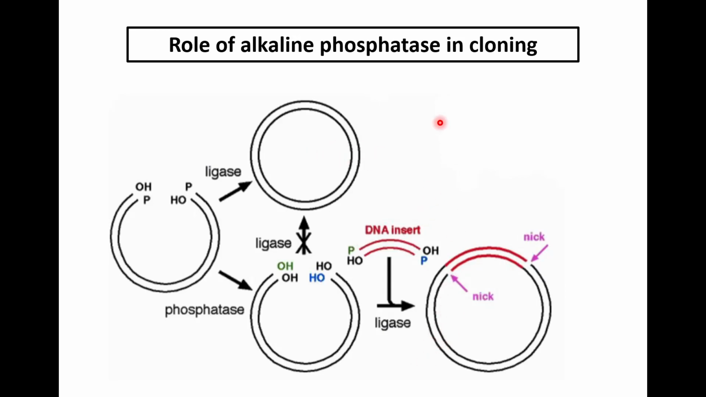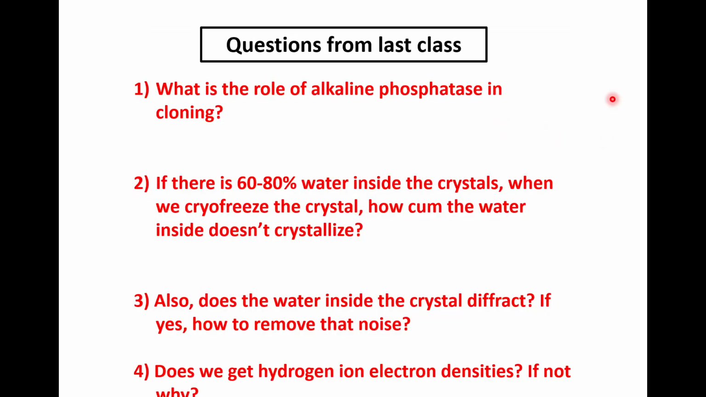Okay, so many people actually use this strategy for the ligation purpose. So this is the use of alkaline phosphatase in cloning. Then I said that we will discuss the rest of the questions that I have shown you after we discuss a few more slides about what a crystal is.